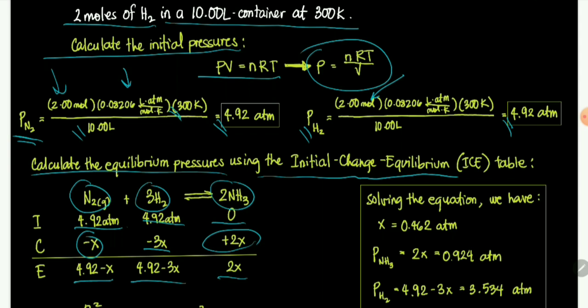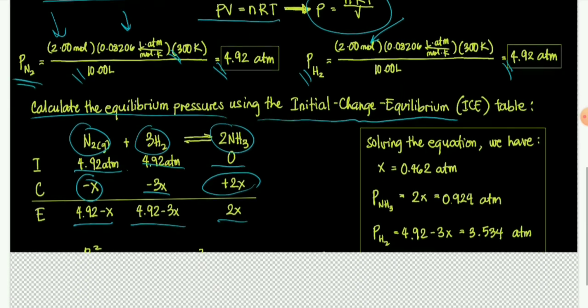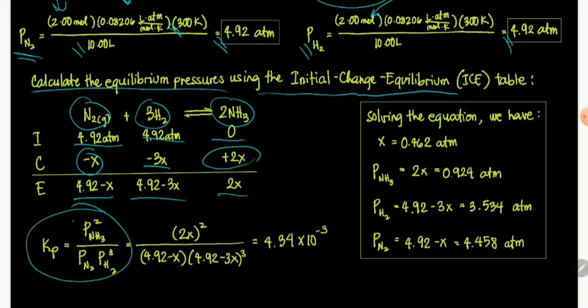Okay? So to be able to calculate the equilibrium pressures, we need to write the Kp, or the equilibrium constant, in terms of the pressure. So Kp is equal to the square of the pressure of ammonia over the pressure of nitrogen times the cube of the pressure of hydrogen. So that's equal to 2x squared, so quantity 2x squared, over 4.92 minus x times 4.92 minus 3x cube. Okay, so these are their equilibrium pressures. Okay, then we equate it to Kp, which is 4.34 times 10 to the negative 3.